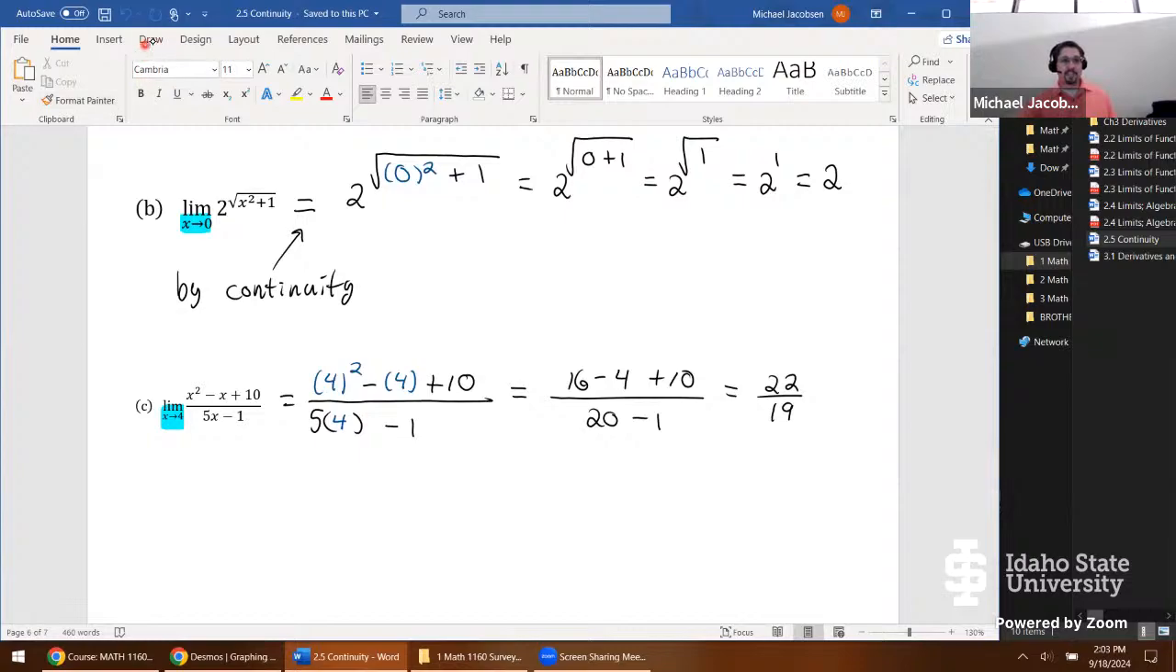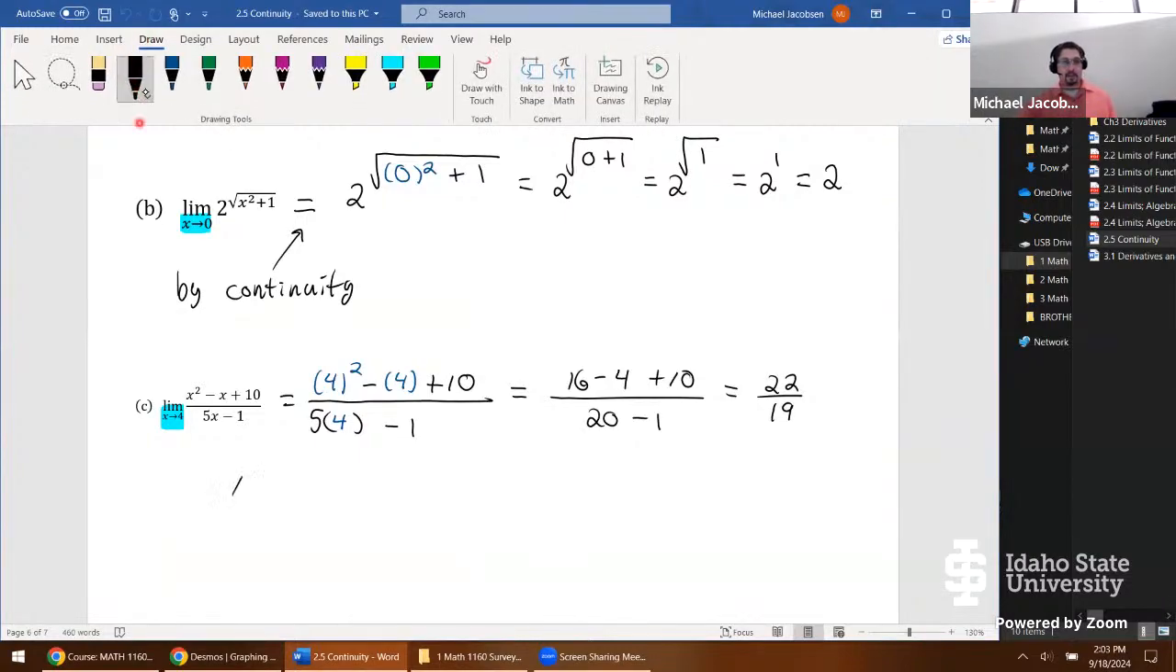So just to emphasize a little bit further, by continuity on this, it's a really long word. There we go. We have a rational function. The only way this would go awry is if x was heading towards, say, -1/5. Then we might have a problem with this one. But if x is heading towards 4, we just plugged 4 in for the variable. Now we just have a huge order of operations problem, and we got 22/19 on the limit for that.